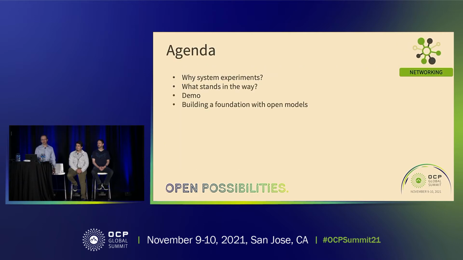So I'm going to cover first two topics, which is what kind of goals you might have today for running system-level experimentation, and what kind of problems you might face in doing so. And Razvan is going to follow up with a demo of the way we think you can increase efficiency of system experimentation. And then Thomas is going to cover our efforts to describe system experiments using open models and APIs.